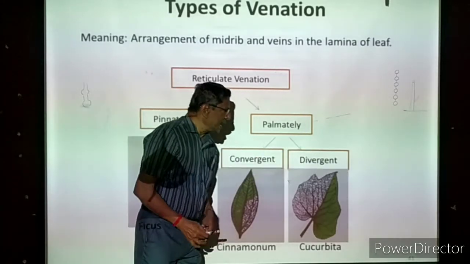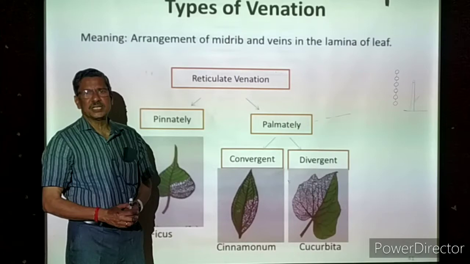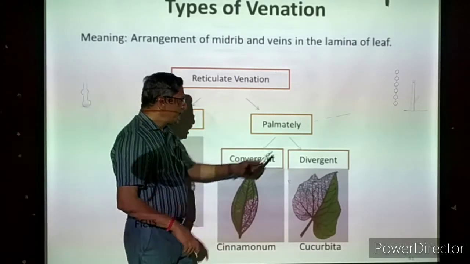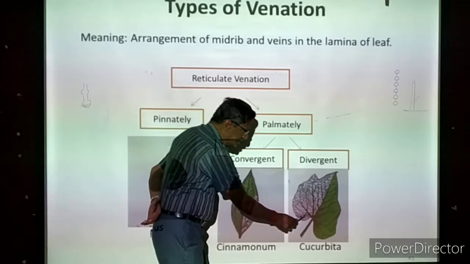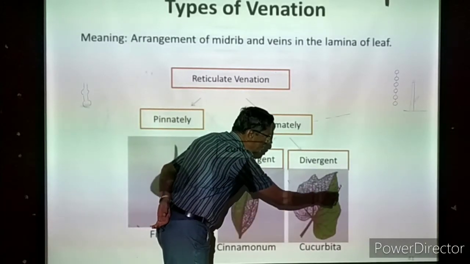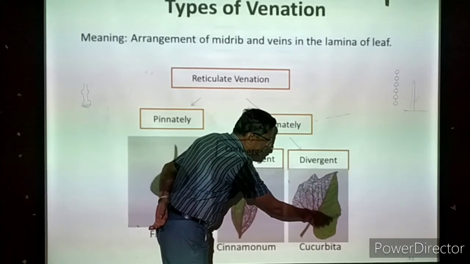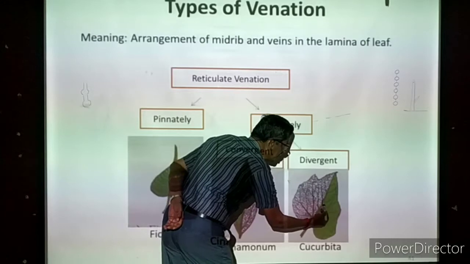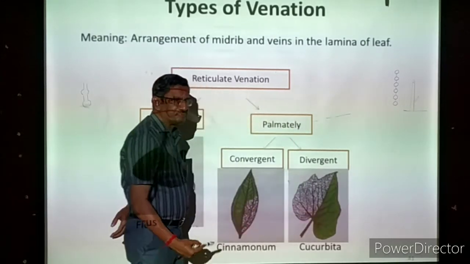Now we are coming to divergent. In the name itself we can understand. Anything which is going away is called a divergence. Now we are taking, this is the petiole. This is the lamina. A broad lamina is there with some lobes. You can find some lobes will be here. Now this is the midrib which is running at the center.